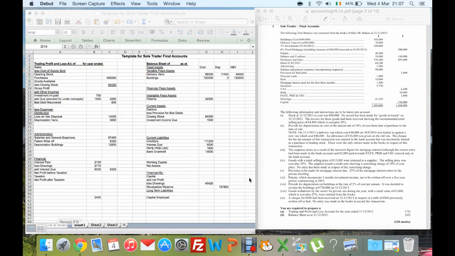Okay, this is part two of dealing with the sole trader final accounts. So we've now put all of our numbers in. We can now go ahead and finish off the rest of the question and see, can we get it to balance? Now, before I even start into this, if it doesn't balance, don't waste time on it because you've got enough other questions to be dealing with.